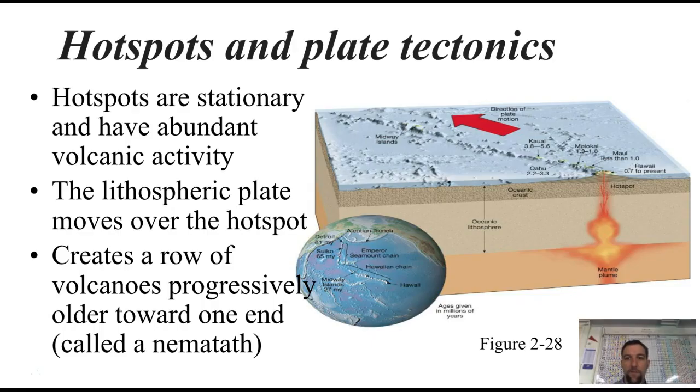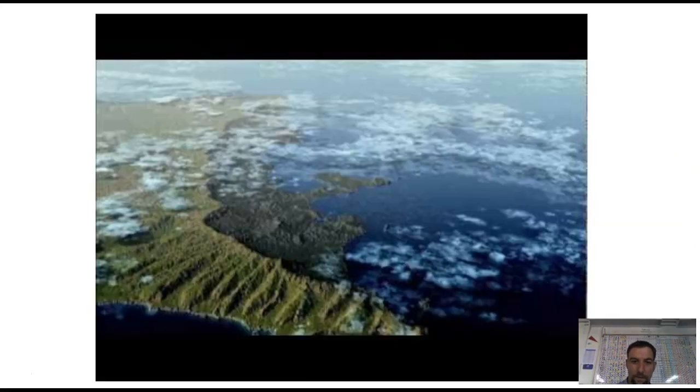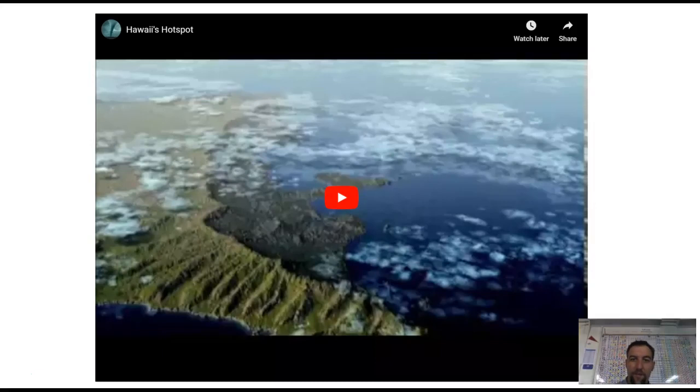Okay. So hotspots are stationary, like I said. They have abundant volcanic activity. With that, there's also going to be an abundance of earthquakes that occur because that ground is moving each time we have an eruption. The lithosphere, or those plates, are going to move over the top, and we create new volcanoes progressively as that plate moves. And here's a little video on Hawaii's hotspot and how those islands were created.